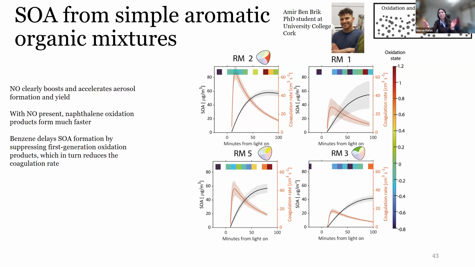We tried also to get benzene to make SOA, but it couldn't. We tried really high levels of oxidants and it didn't work. So we had to have naphthalene present in order to get SOA.